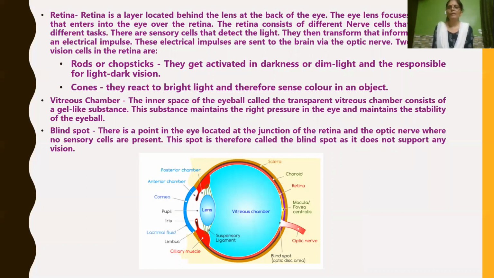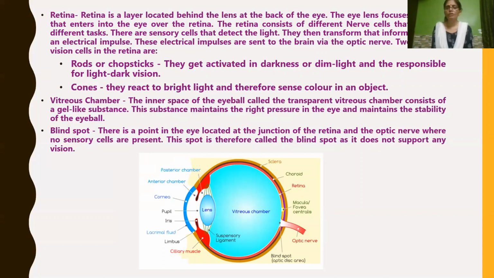So if you see, 2 types of vision cells, or nerve cells, are there in the retina: rods and cones. Rods get activated in darkness, and they are useful for light and dark vision. And cones react to bright light, and therefore they sense the color in the object. That is, because of cones we can see the colors. So children, the retina consists of 2 types of vision cells, rods and cones.